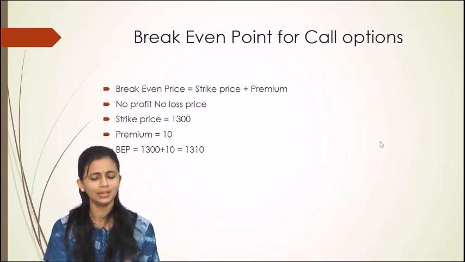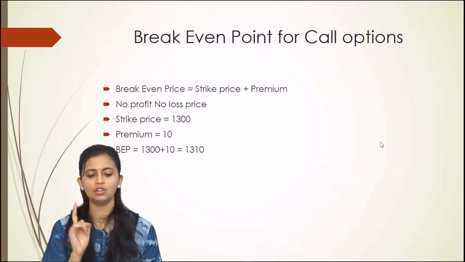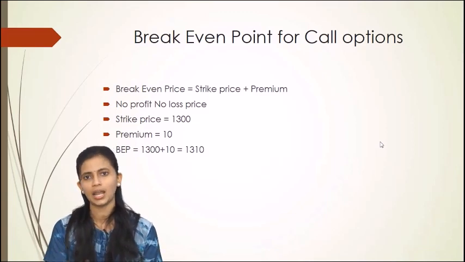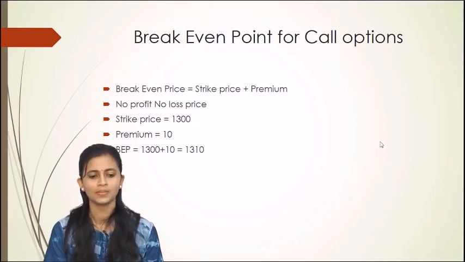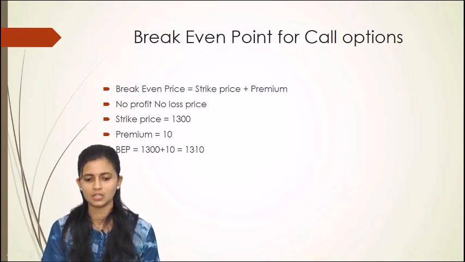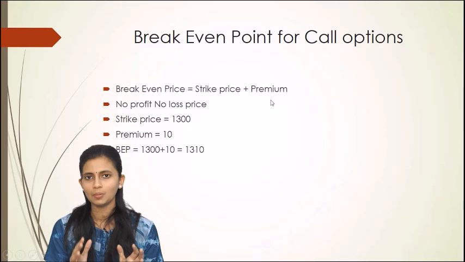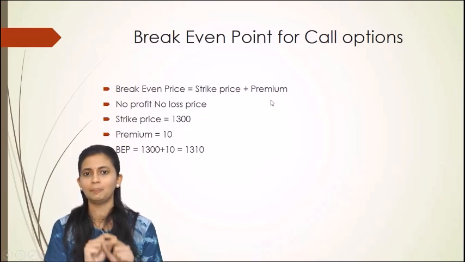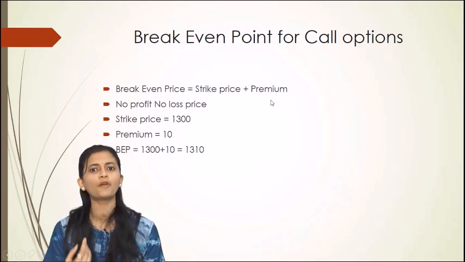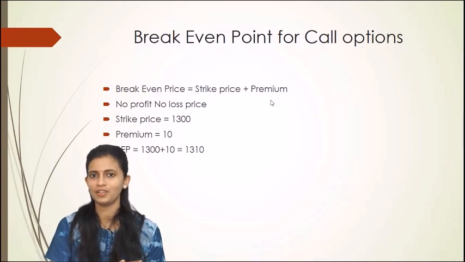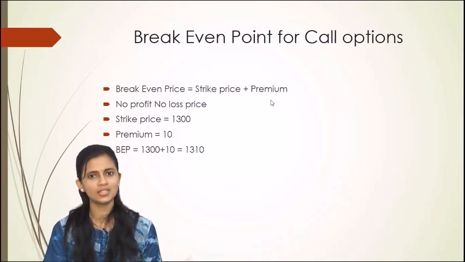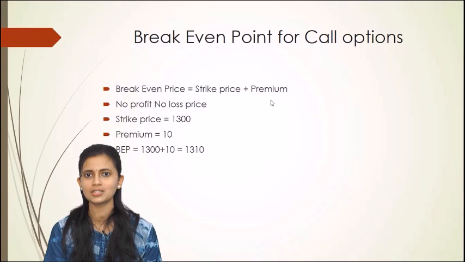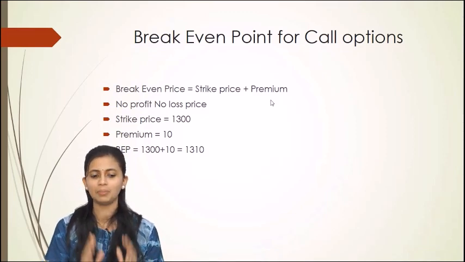Now, all of this that I am explaining, intrinsic value, break-even point, everything is with respect to call options. For put options it will be slightly different. I will tell it moving forward. So for call options, the break-even price is the strike price plus premium. The break-even point is the price at which you will make no profit and no loss. Your profit equals loss equals 0. This is the break-even point.